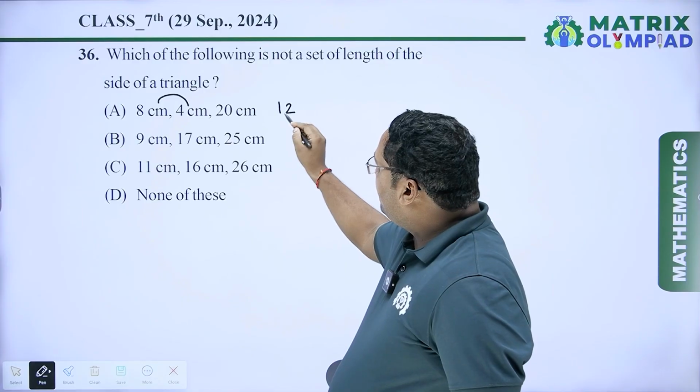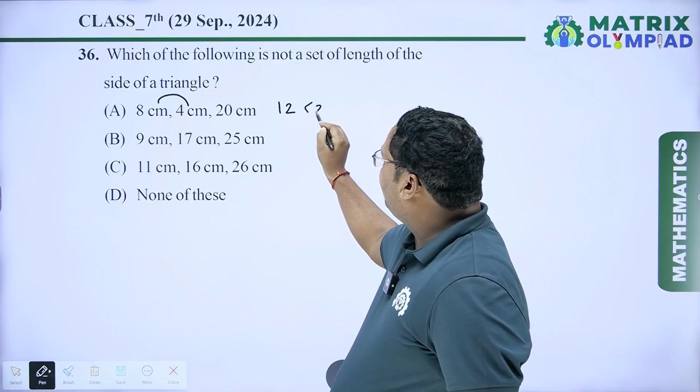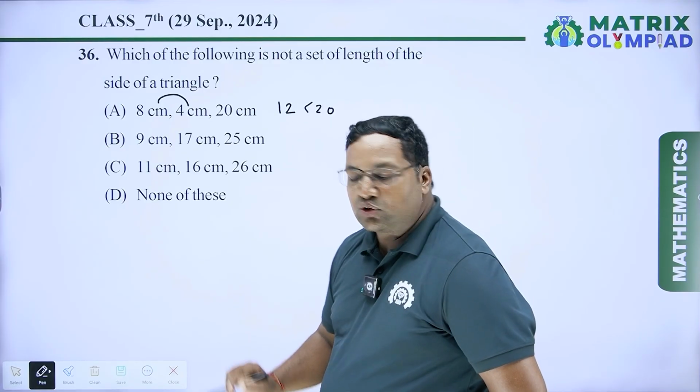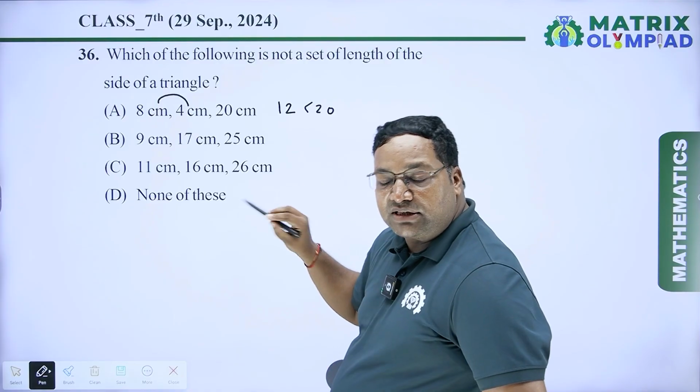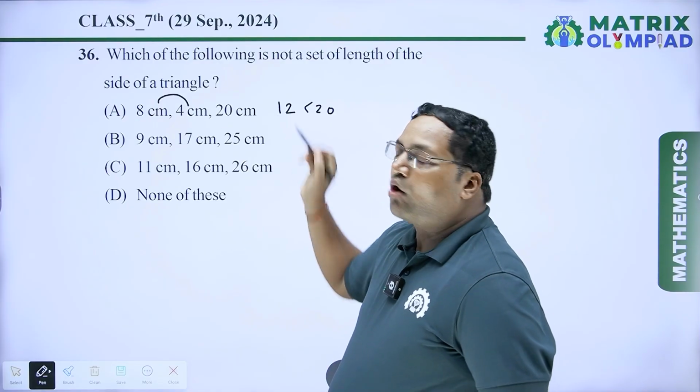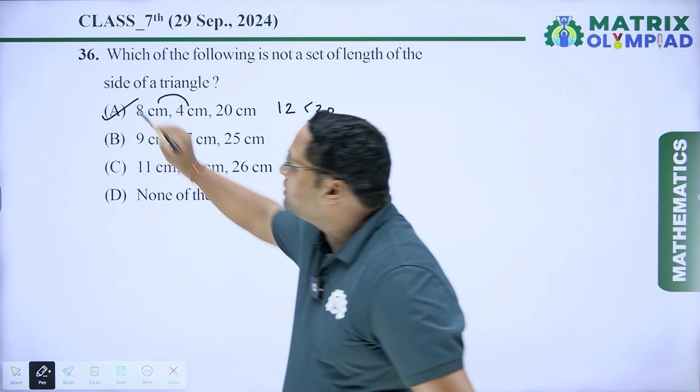So the sum of two sides is less than the third side. So if this occurs, then this means these sides do not make a triangle. So the right option is option A.